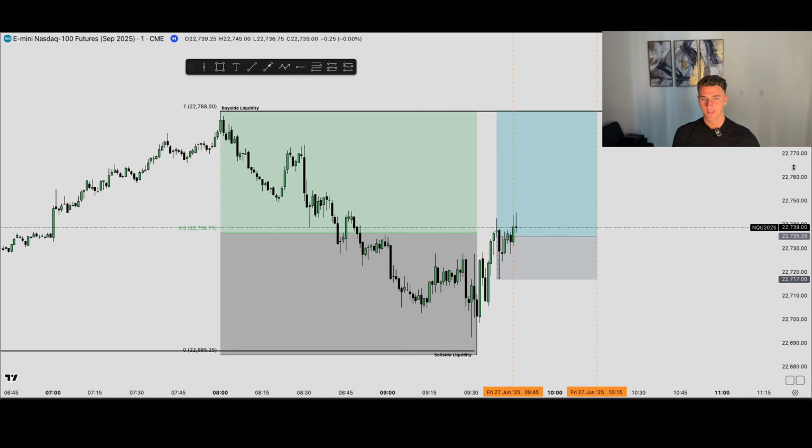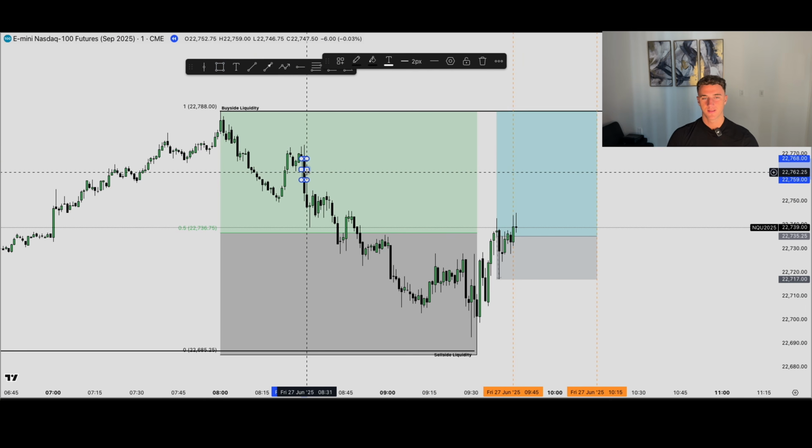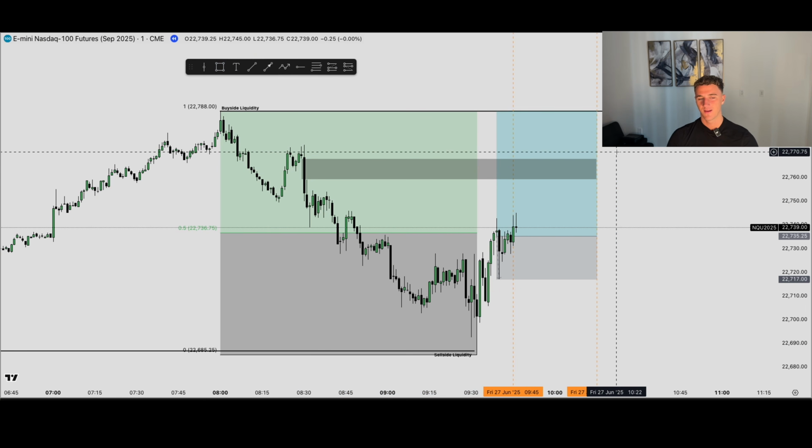That is a learning opportunity, because if you do get the answer correct, then obviously you have a good understanding of this strategy. So the first area where I take partial profits is definitely going to be this fair value gap here.